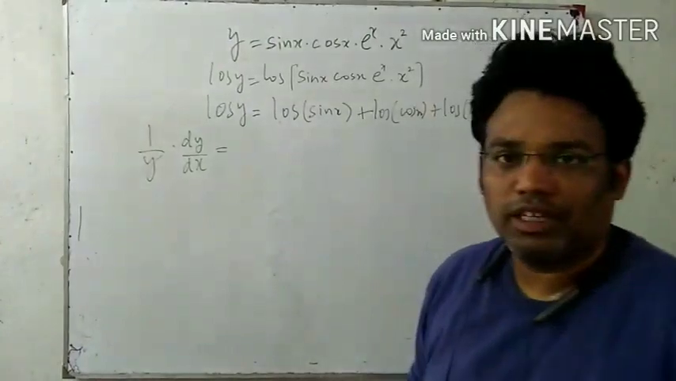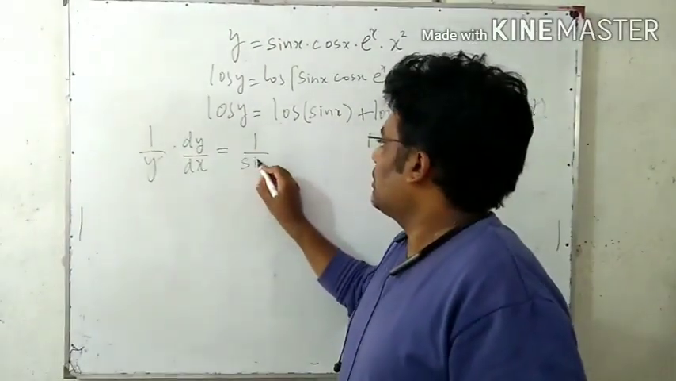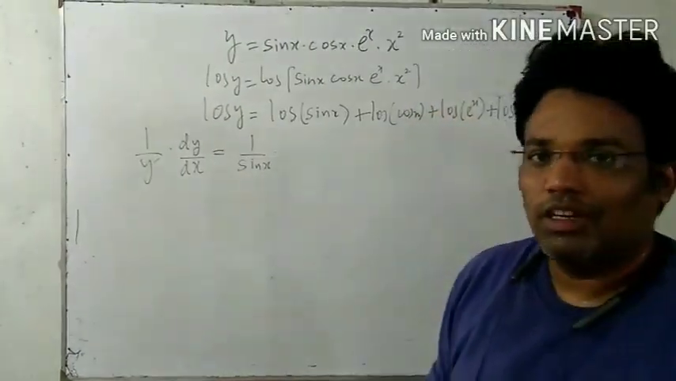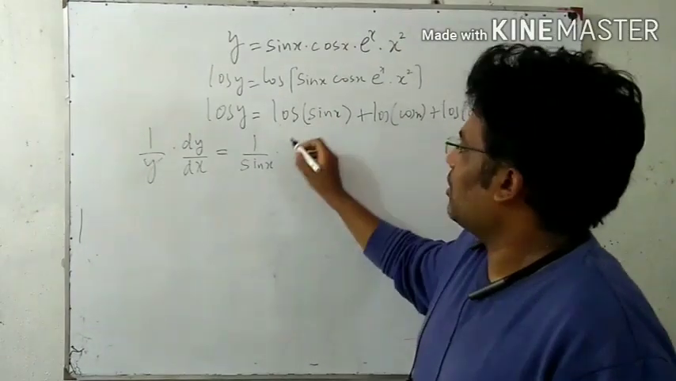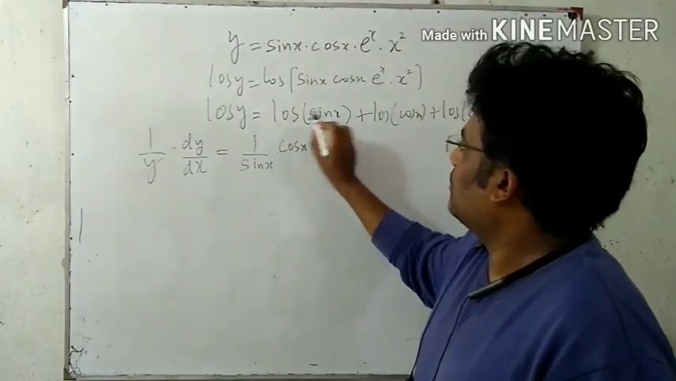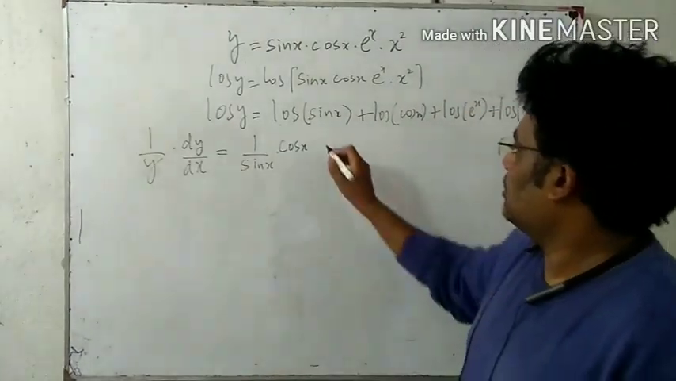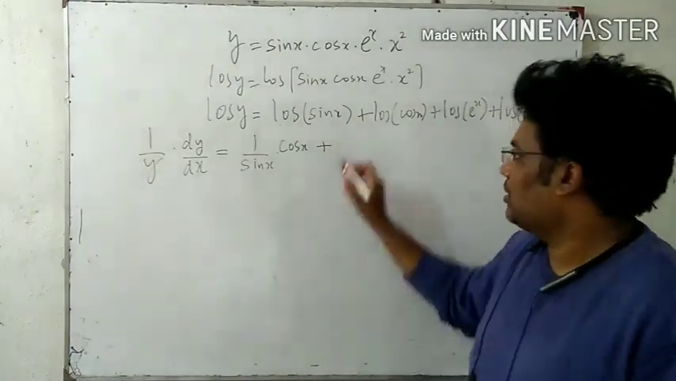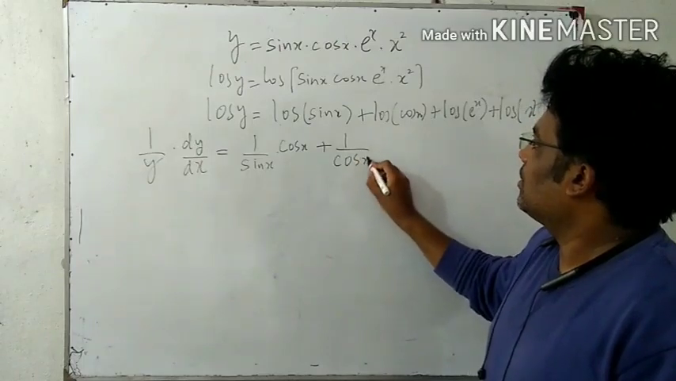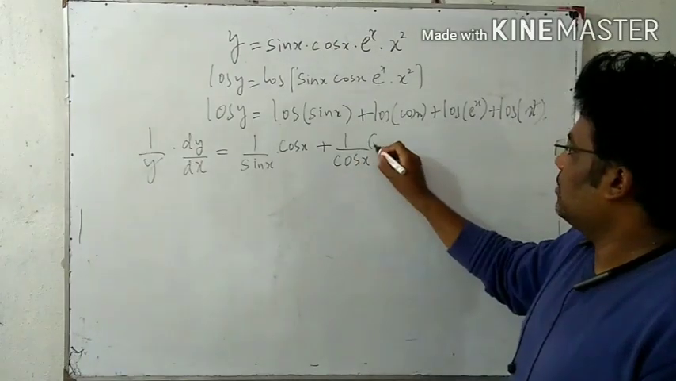The differentiation of log of sin x is 1 by sin x into the differentiation of sin x, which is cos x. Log of something is 1 by something, into the differentiation of that something; like sin x gives cos x. Same thing: the differentiation of log of cos x is 1 by cos x into the differentiation of cos x, which is minus sin x.